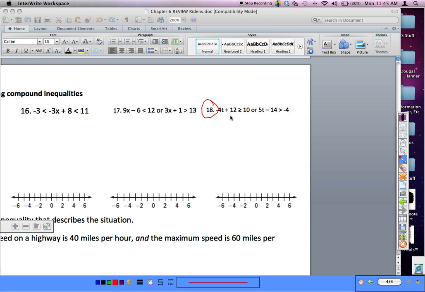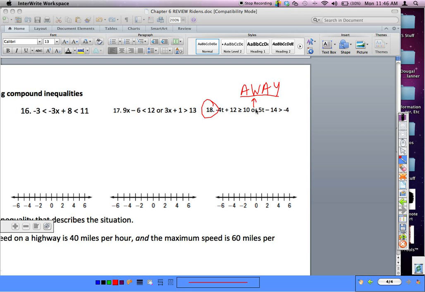We have negative 4t plus 12 is greater than or equal to 10, or we have 5t minus 14 is greater than negative 4. All right? Because this is an OR situation, what's that tell me my end result looks like? The dots will be farther away. Where are we going to be shading here? On the outside. It's going to be going away from each other. That's what's important to realize once we get down to our number line.